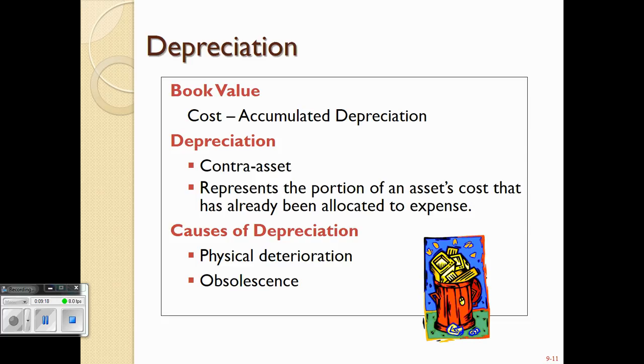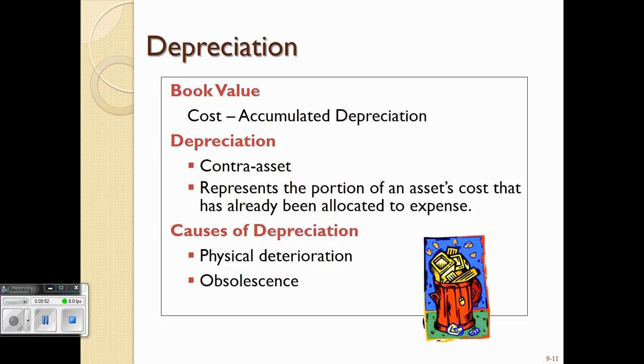Depreciation is a contra asset account. We've talked about contra accounts before. Contra accounts are accounts with funny balances. Since it's a contra asset account, we usually expect assets to have debit balances. So accumulated depreciation, it probably really should say, is a contra asset account. So it is an asset with a credit balance. What it represents is the portion of that asset's cost that has already been allocated to expense, how much we've already depreciated it, so to speak.